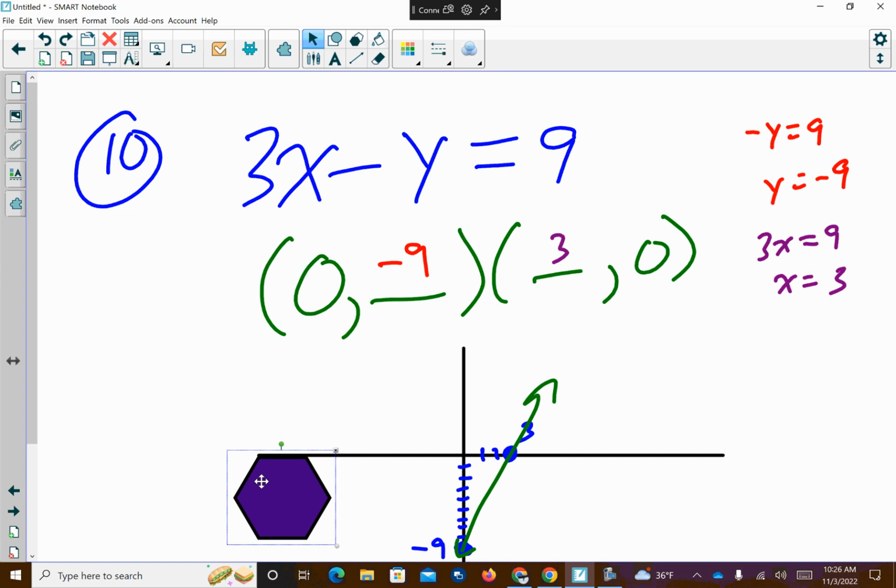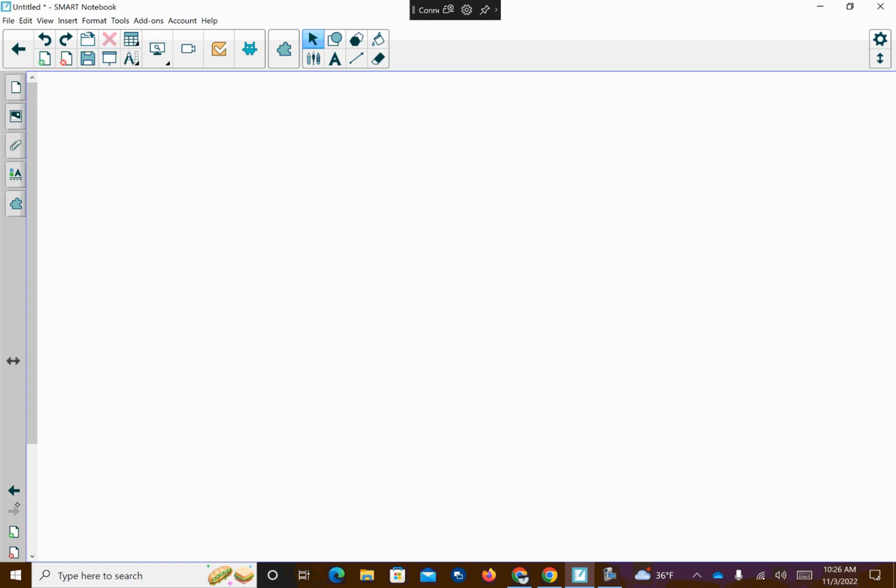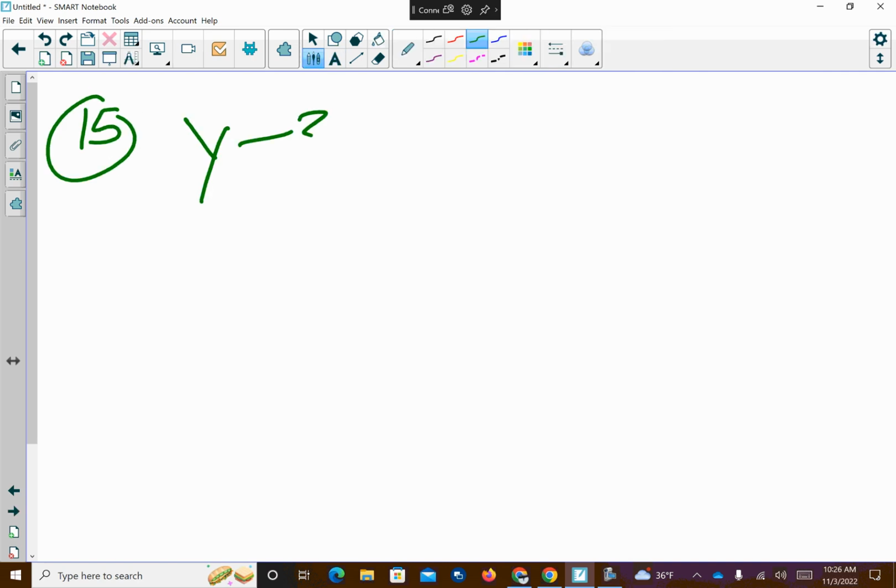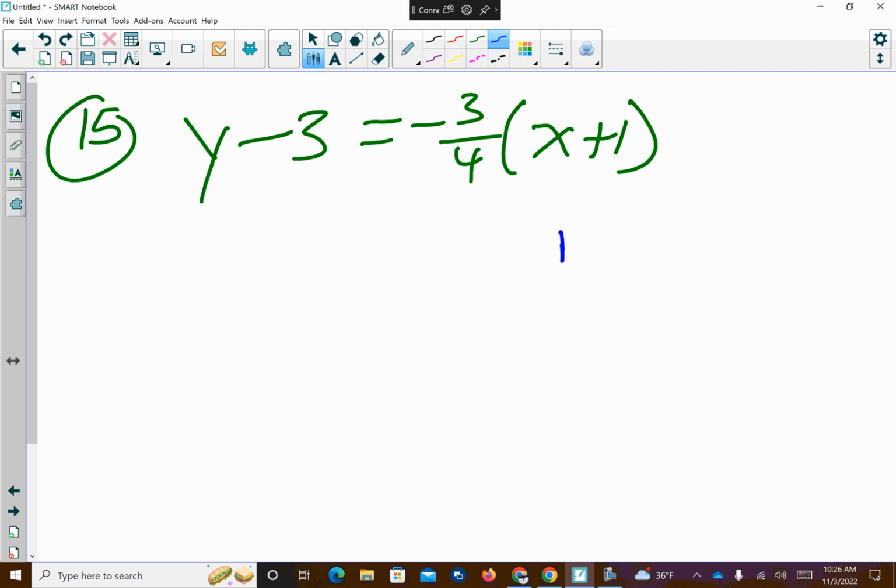What else did you see on the homework? Yeah. Number 15. All right. This is set up as point slope form. So if this is point slope form, what is my point?